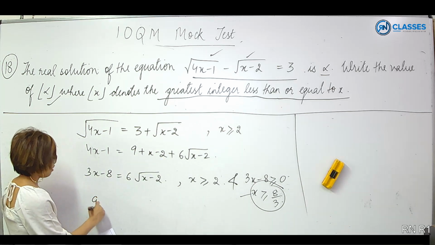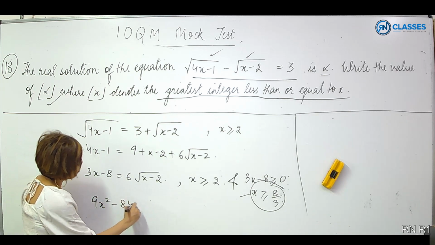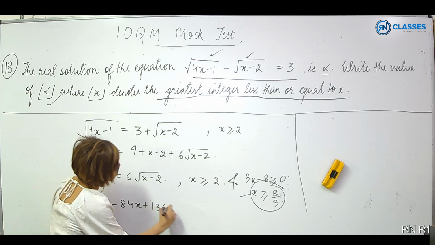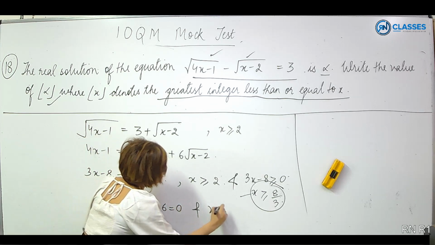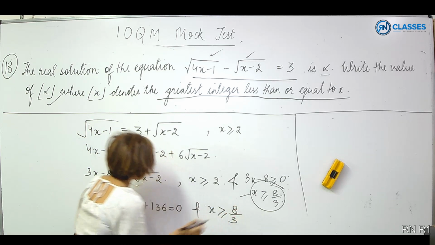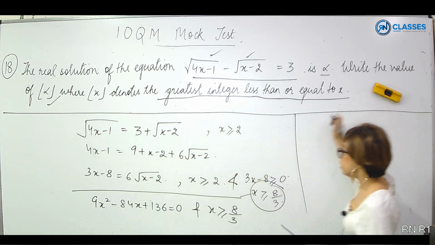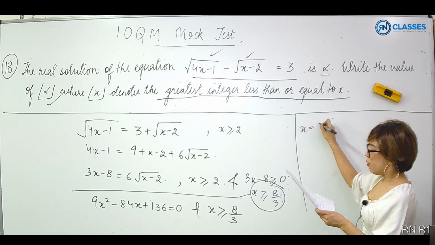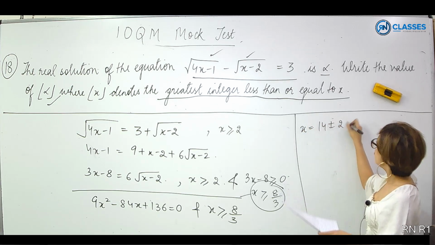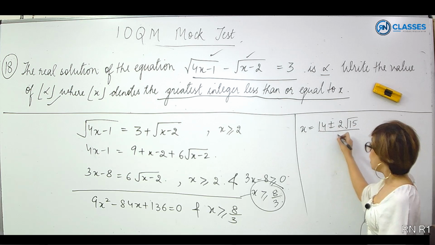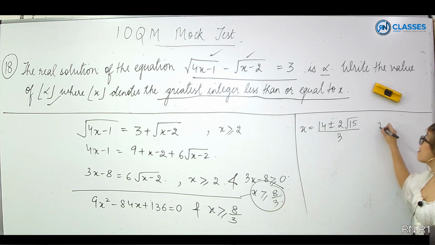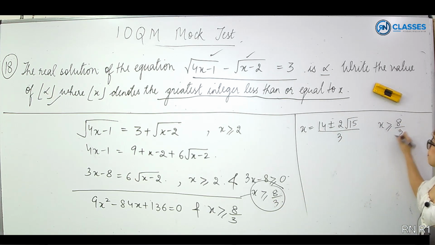In fact, I'll get the equation 9x² minus 84x plus 136 equal to 0, and x is greater than or equal to 8/3. Right? You can use the quadratic formula. You will get two solutions for this one. You will get x equal to (14 plus minus 2√15)/3. But along with this, I have x greater than or equal to 8/3.